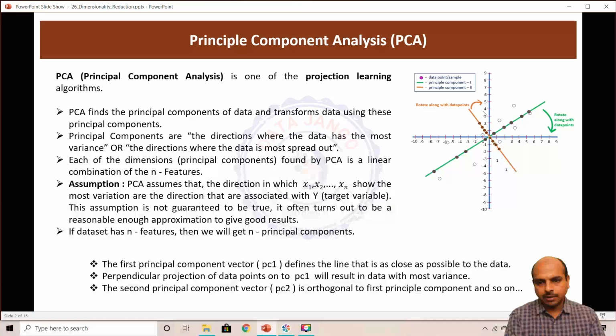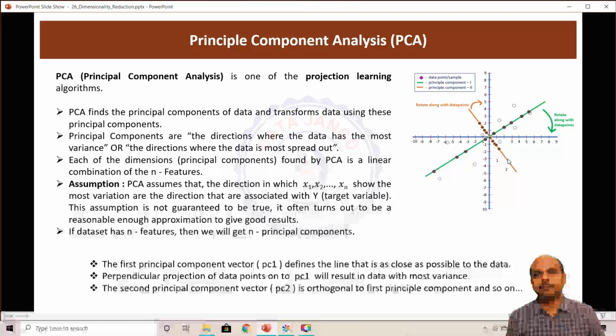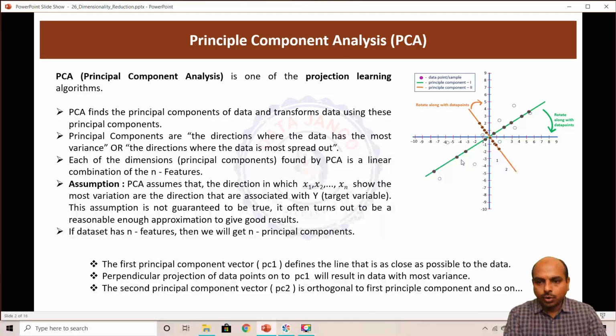So these principal components are linear combinations of the input variables x1, x2. Here there are two features x1 and x2, and this line is a linear combination of x1 and x2. What is a linear combination? Theta 1 into x1 plus theta 2 into x2. The first principal component goes through the data, and the second principal component is going to be the perpendicular line to the first principal component. If you have a third feature also, it is going to be perpendicular to the first and second principal components. If you have 4, then it is going to be perpendicular to the first 3 principal components.